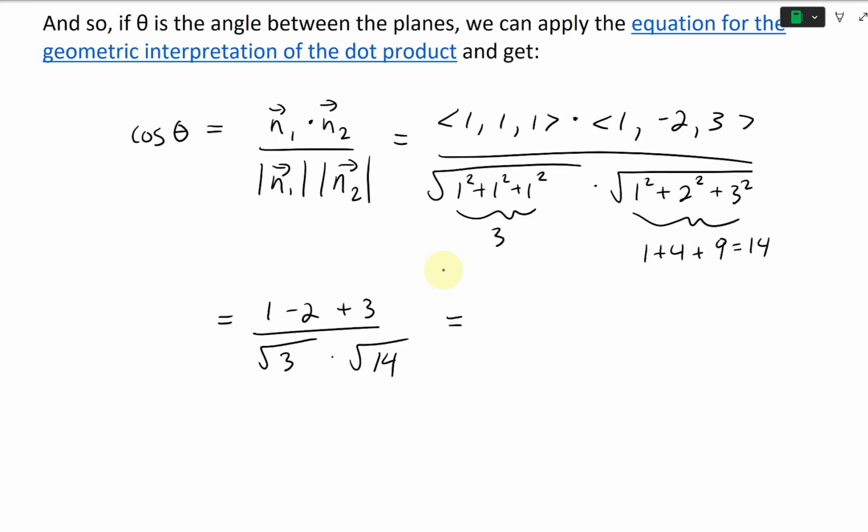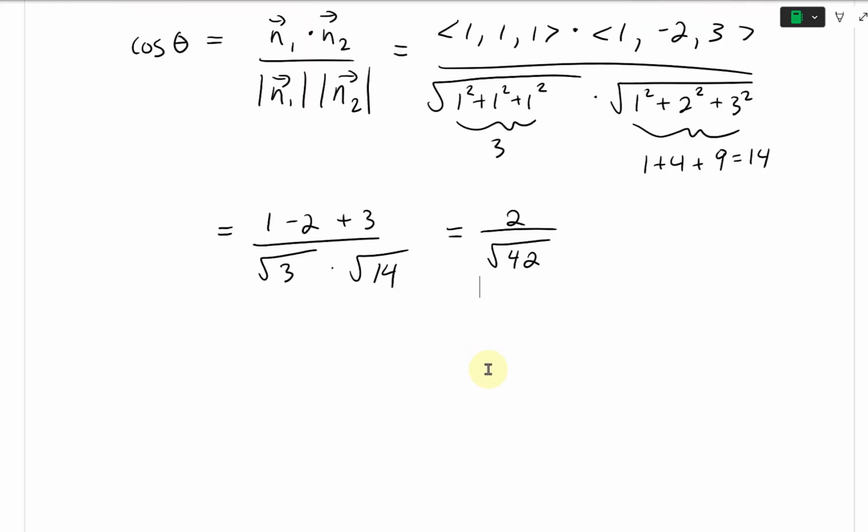So what this becomes: 1 plus 3 is 4, the -2 makes it 2. And then we can put the square roots together. 3 times 14 is 42, let's do that in our head. That's going to be 42. So what this means is that cosine theta equals 2 over square root 42.